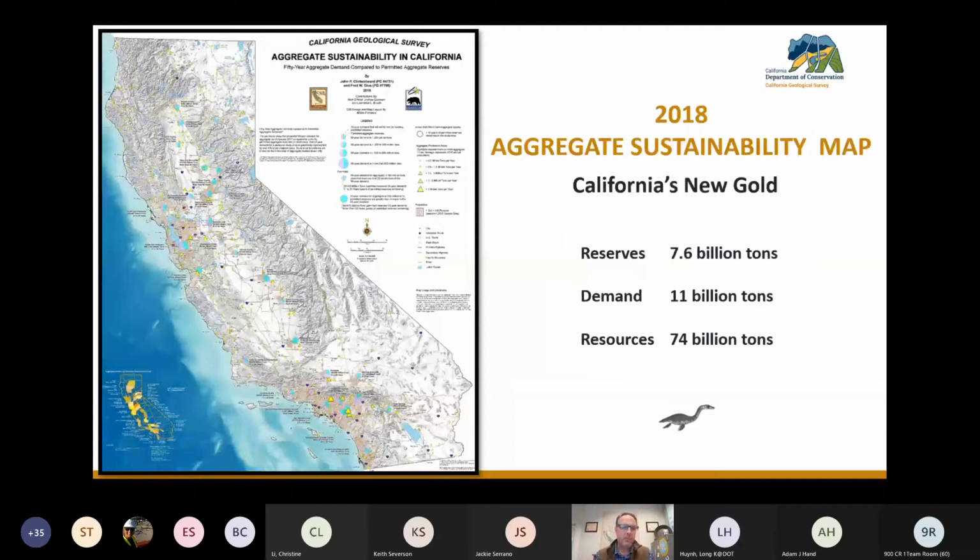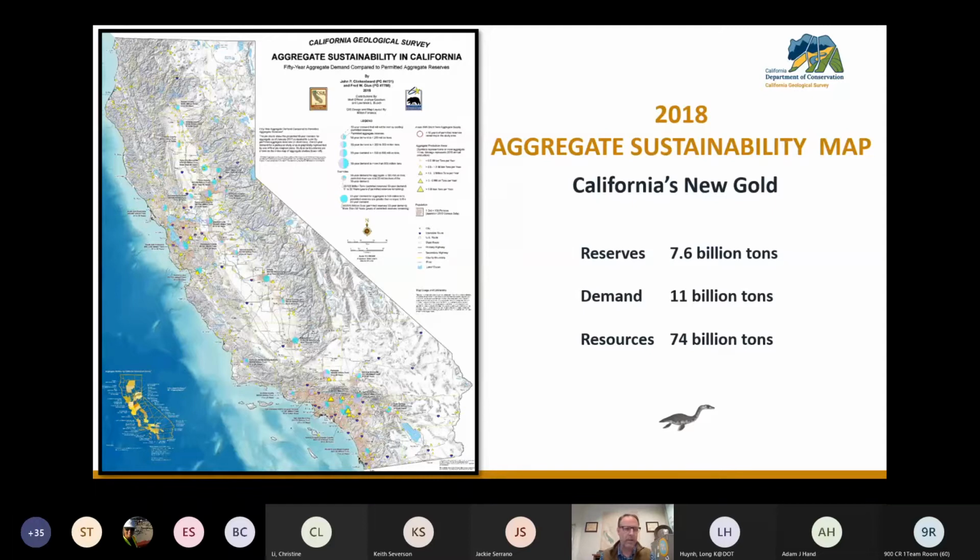This is our map sheet 52. This is a really useful summary statewide of local supply and demand meeting the specifications for a concrete aggregate. The former state geologist called aggregate California's new gold because of the importance of it to the state. And so here we can see that statewide there are 7.6 billion tons in reserves. Demand is about 11 billion tons, so we're falling far short of that. We've identified 74 billion tons, so there's plenty of rock out there. It's just not accessible right now.